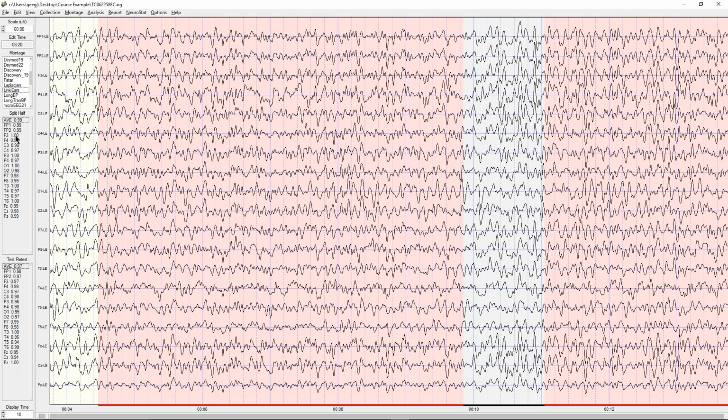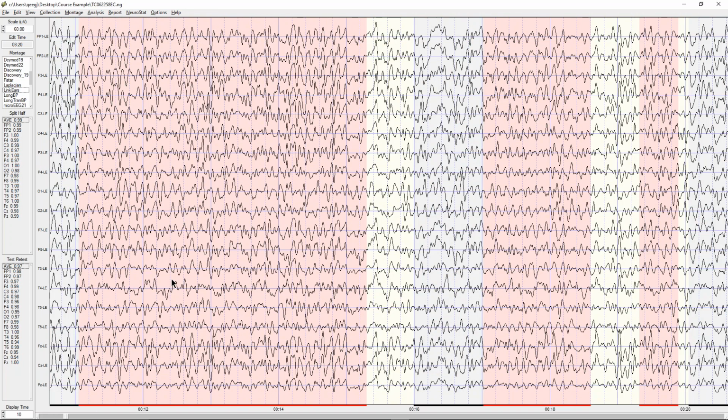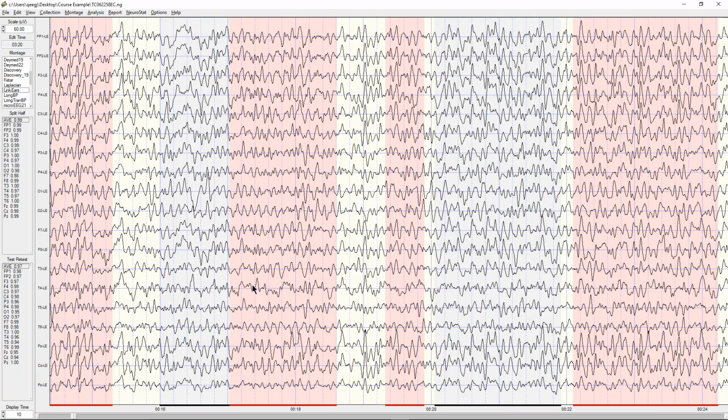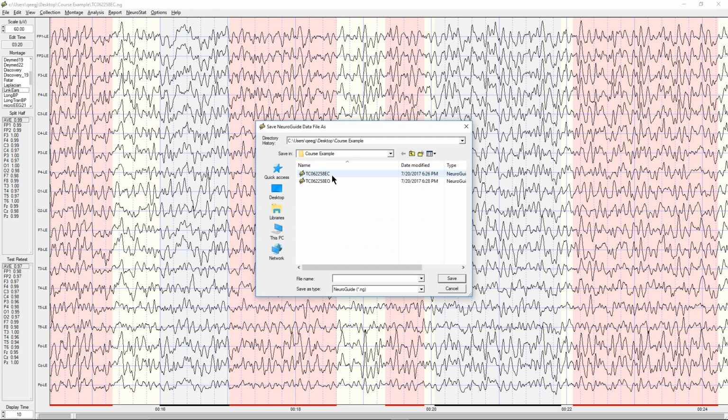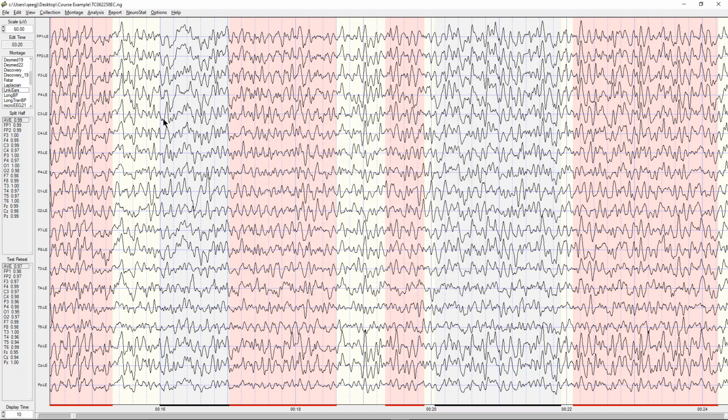Because the higher these numbers are, the better, in the sense of choosing consistent, representative EEG. So I've got my data, and now I'm going to save this as a NeuroGuide file. I've already got it in here, so I'll just save it over the previous one. And now I can do various kinds of analyses.